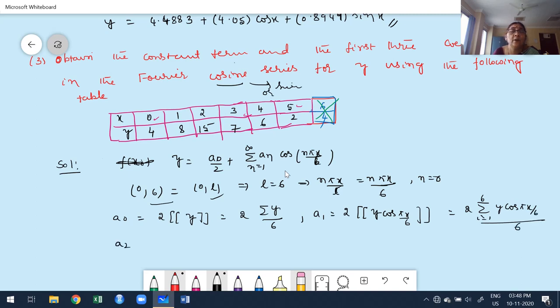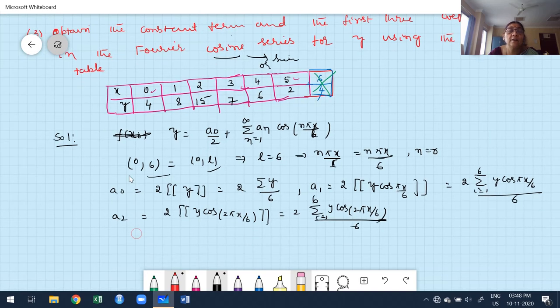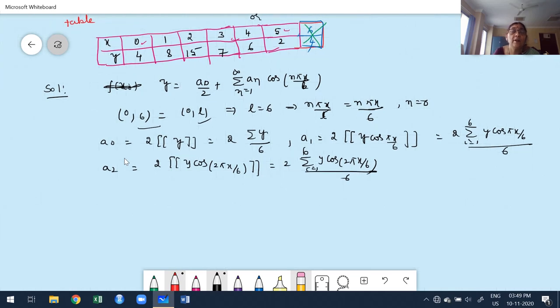Similarly, I have to write the a2 formula. a2 is twice the mean of y into cos of 2 pi x by 6, with n equal to 2. It is 2 into the summation of y cos of 2 pi x by 6, whole divided by 6, for i ranging from 1 to 6. And similarly write the formula for a3. This is the difference between our general construction and the half range Fourier sine or cosine series. a3 is twice the average of y into cos of 3 pi x by 6.